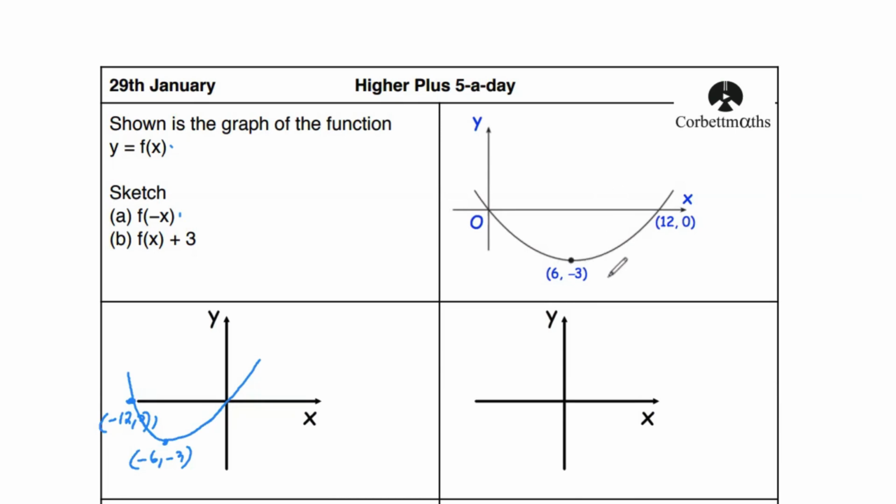So negative 3 will become 0, so this point will be (6, 0), and this will become (12, 3), and this will be (0, 3). So your graph is going to be over here. This is (6, 0). This point is (12, 3), and this is (0, 3). This is your graph.